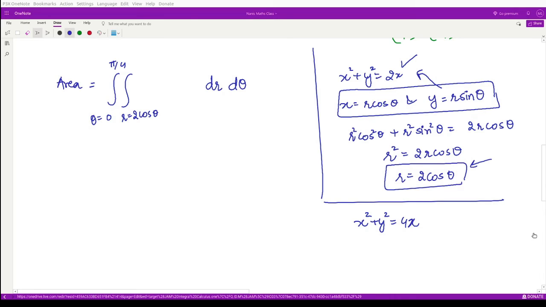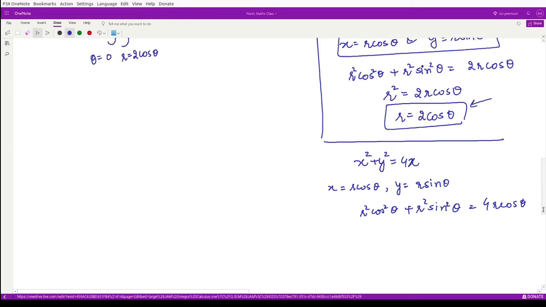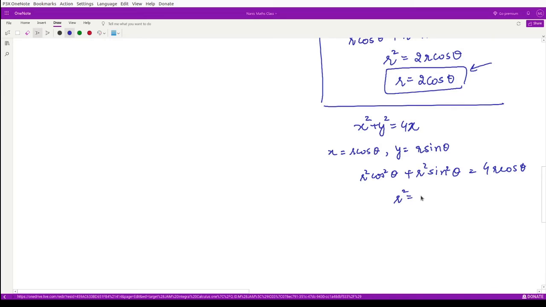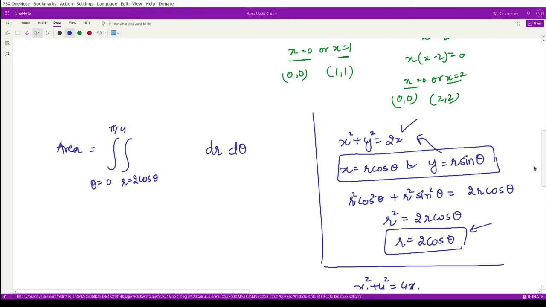I can write again the value of x as equal to r cos theta and y as equal to r sine theta. So this becomes equal to r square cos square theta plus r square sine square theta. This is equal to 4r cos theta. So again you can simplify this. When you simplify, you obtain r square is equal to 4r cos theta, so that you obtain r is equal to 4 cos theta. So this is your upper limit that you obtain from here. So we have 4 cos theta here.